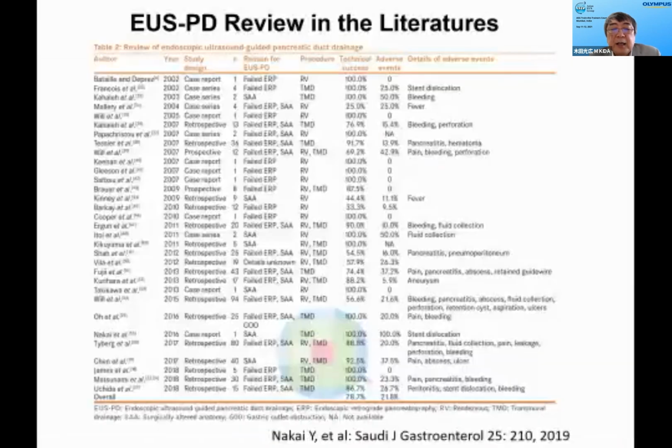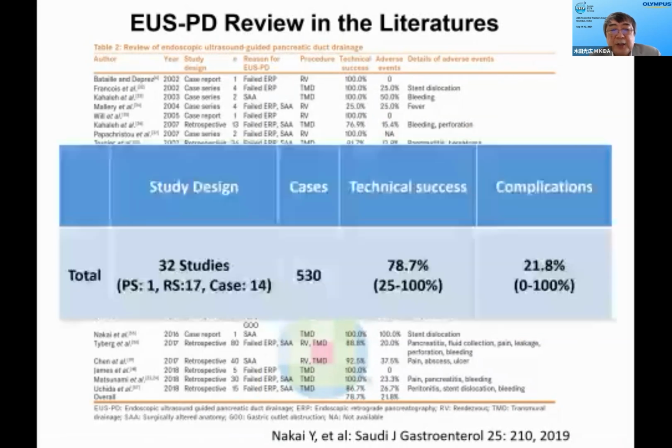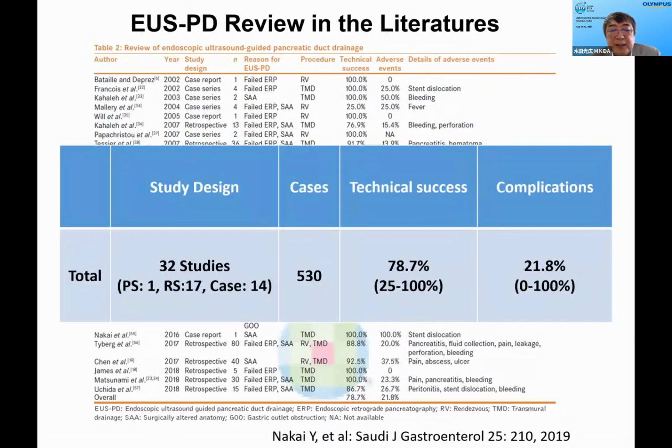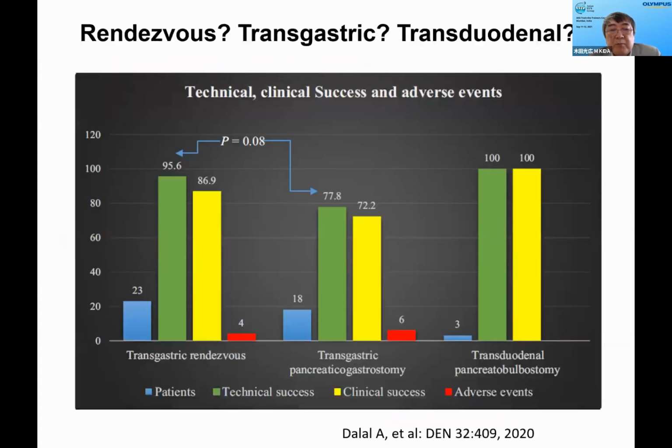So there is a lot of literature. According to the literature, the EUS-PD has more than 32 studies, more than 500 cases. Technical success is 78%, but the complication rate is quite high, 21%. This is a comparison of the rendezvous technique, transgastric, and transduodenal. There is no significant difference between these three techniques. But in general, the transgastric rendezvous technique is mostly employed.